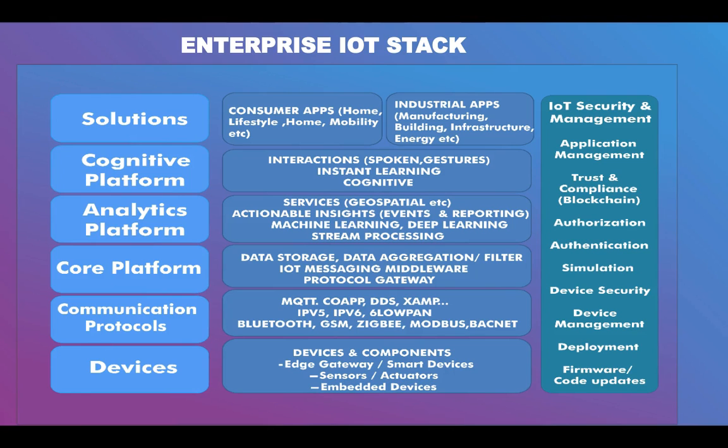On top of the stack, we have the solutions layer, which provides end-to-end consumer or industrial IoT applications, which are developed using the various stack services. Apart from this, the IoT stack should also address various cross-cutting concerns like security and management of IoT applications. And this requirement includes device management, device security, secure bidirectional communication between devices and the IoT platform, application security, network topologies, deployment and simulation. And I'll talk about one such use case on using blockchain for trust and compliance.